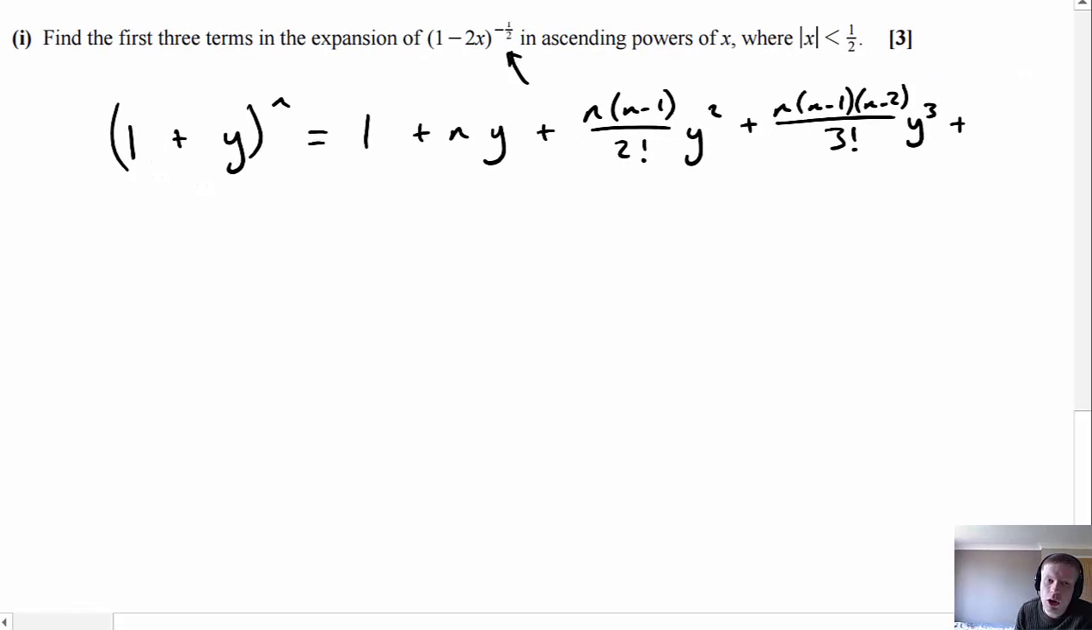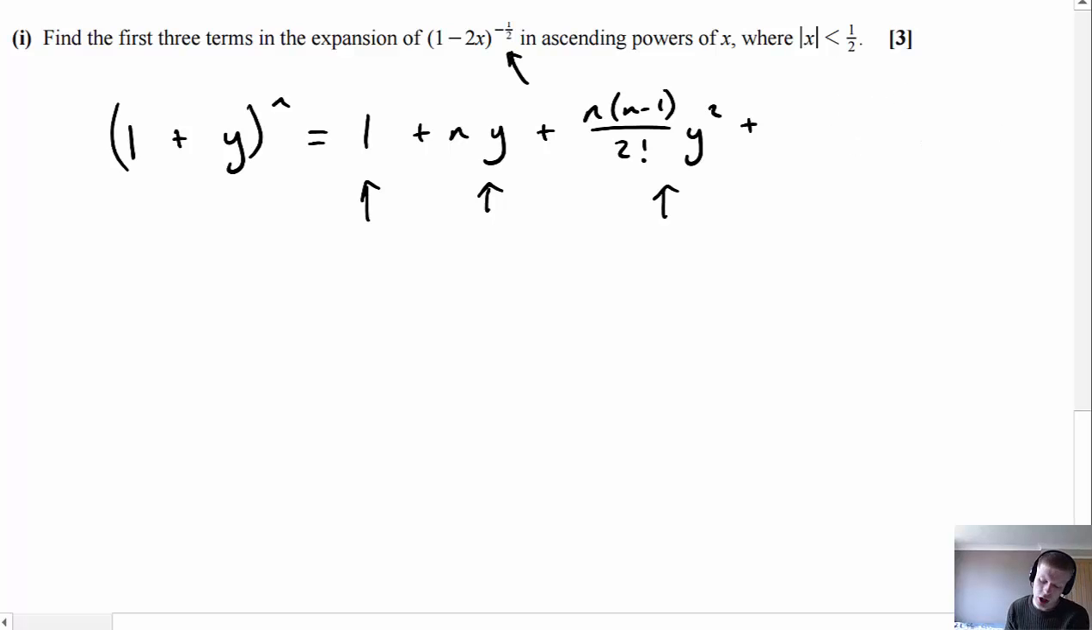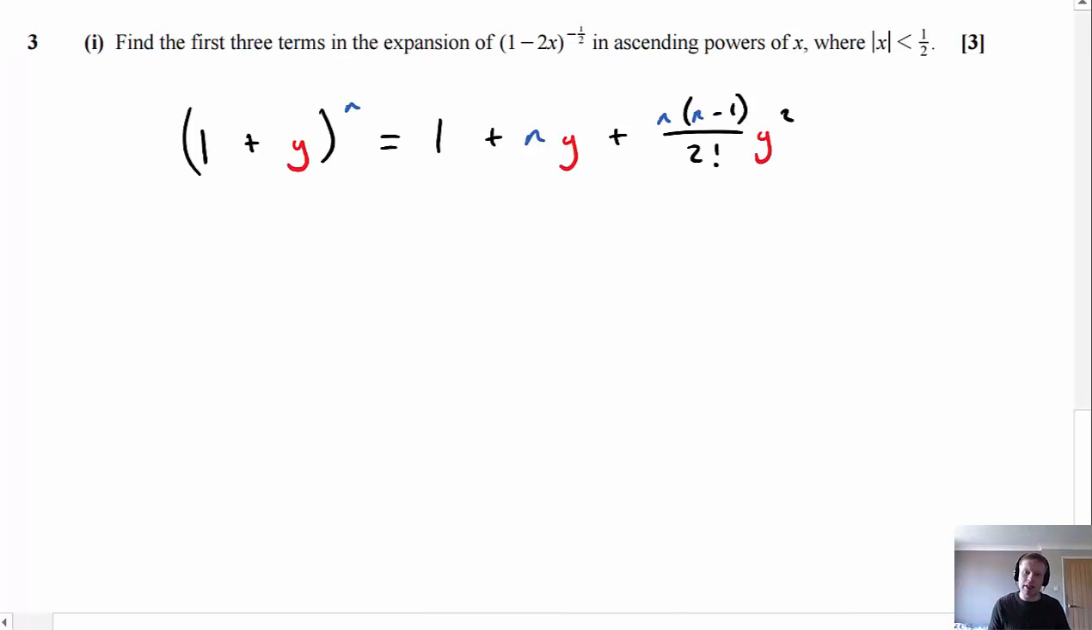Because n is no longer a positive whole number, it's a fraction or a negative number, that expansion is going to go on forever. So I'm just going to represent that by three dots, and it carries on with the same pattern. The next one will be n times (n - 1) times (n - 2) times (n - 3) over 4 factorial, and then y to the power of 4, and you basically get the idea. But we've been asked to find the first three terms: that's our first term, second term, third term. I don't actually need to go as far as the term in y cubed.